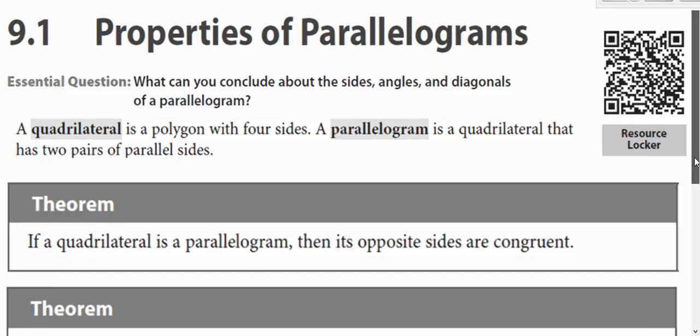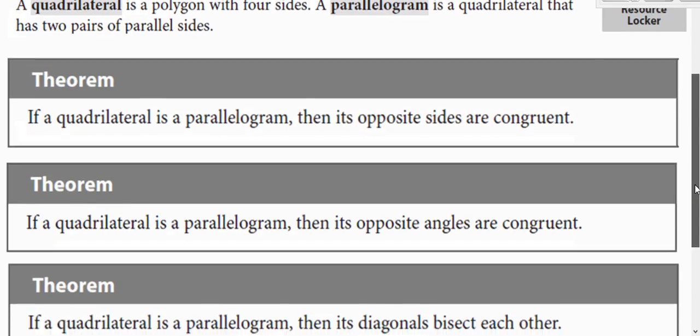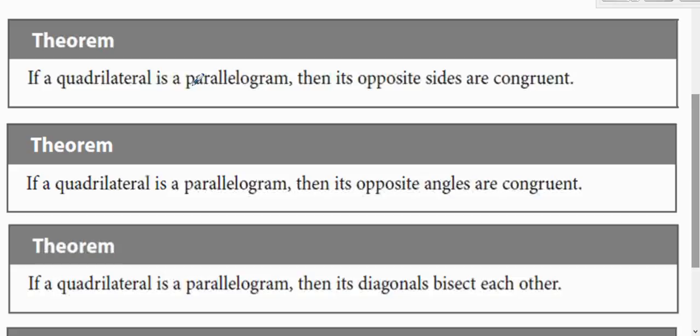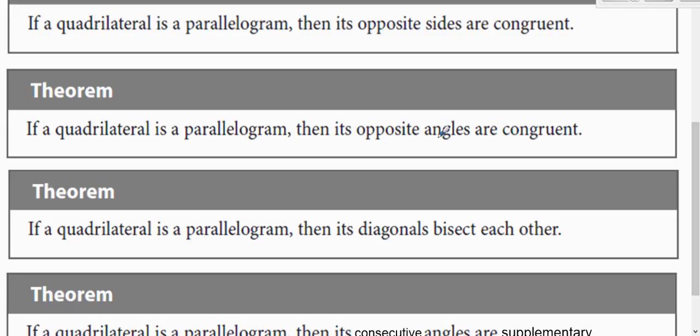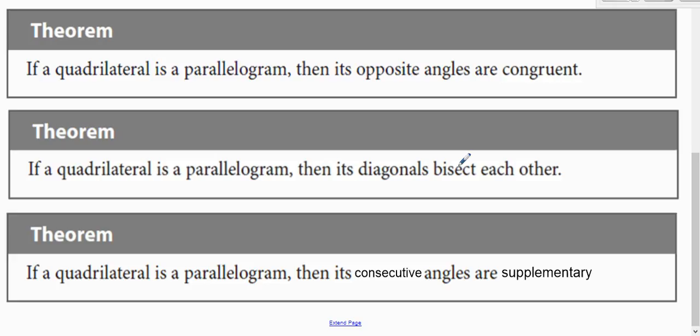There's a bunch of properties that come with it. First, if a quadrilateral is a parallelogram, its opposite sides are congruent. By definition, the opposite sides are parallel, but the sides also have to be congruent. Also, the opposite angles are congruent. The diagonals will bisect each other, and its consecutive angles will be supplementary. So you can actually sum all that up.